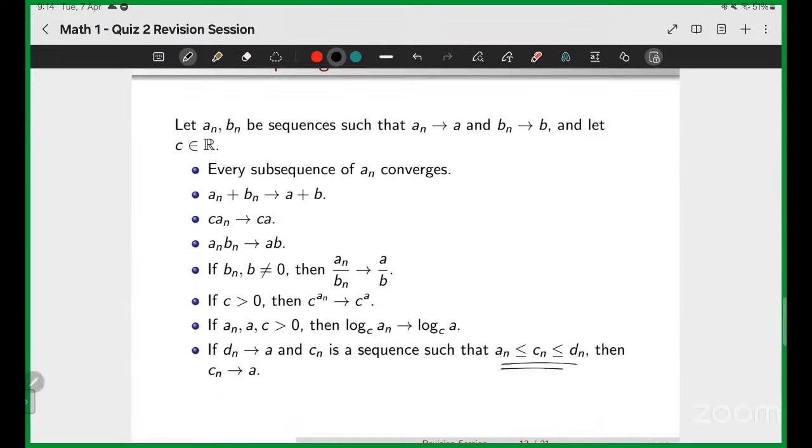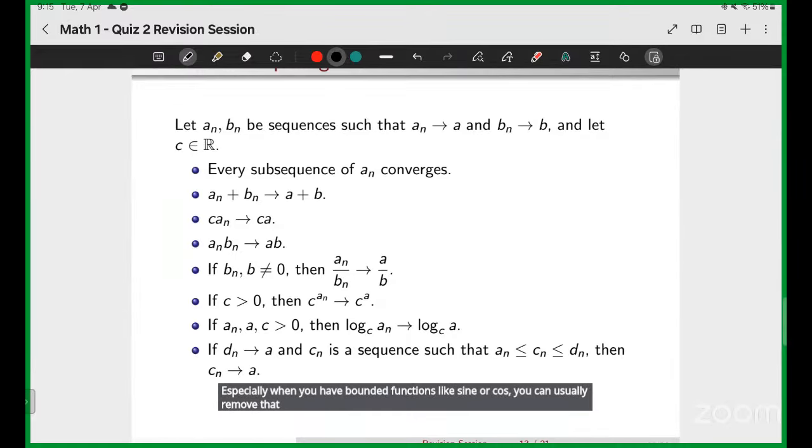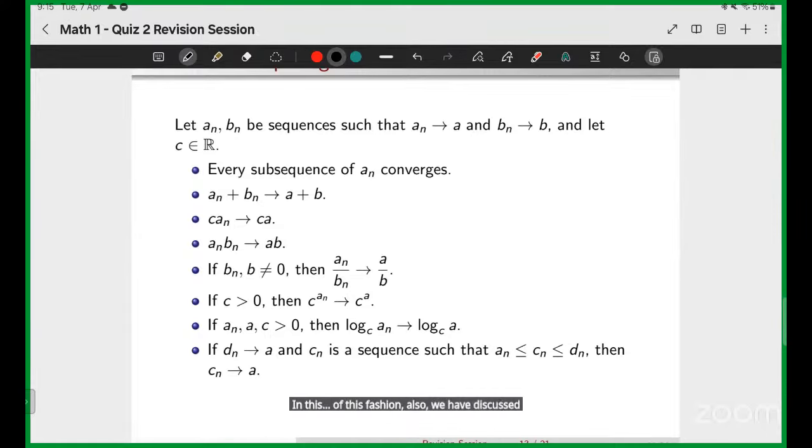One of the strong results to prove convergence is the sandwich lemma, especially when you have bounded functions like sine or cos. You can usually remove that part and only analyze the remaining part. Examples in this fashion we have also discussed during summary sessions and solve-with-us sessions, so I won't discuss all those things again.